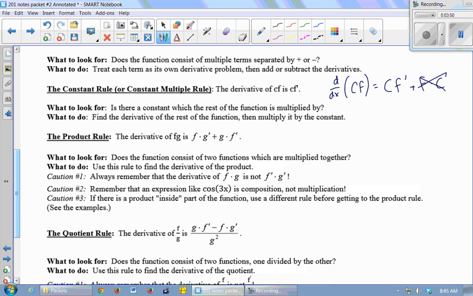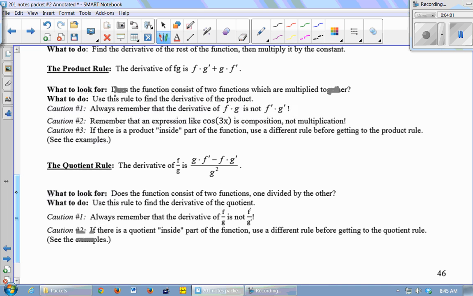The product rule you use if the function you're looking at consists of two functions multiplied together. Couple of cautions. Remember that the derivative of f times g is not f prime times g prime. You have to use the whole product rule. An expression like the cosine of 3x is not multiplication, right? 3x is the input into the cosine function. And if there's a product inside the function, you have to use a different rule before getting to the product rule. We'll do some examples.